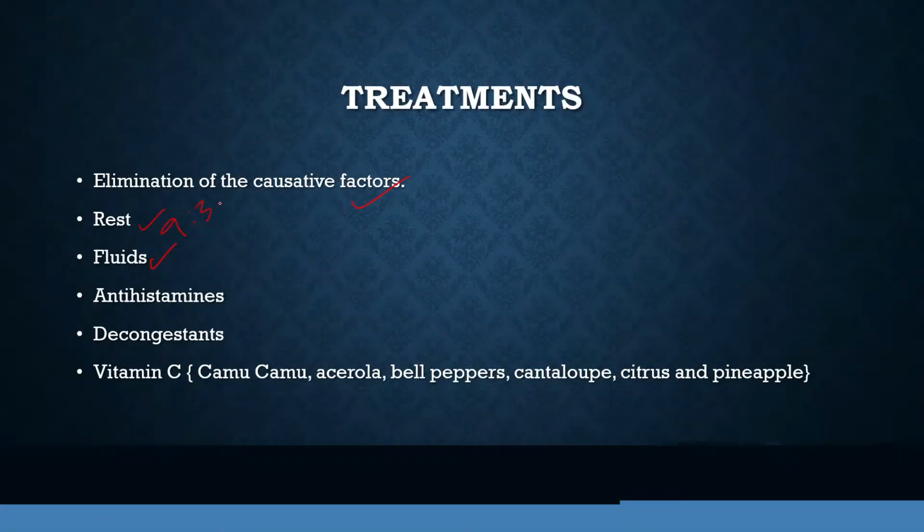Eucalyptus essential oil, you can use 2 to 5 drops. When you have the eucalyptus essential oil, you don't really need the eucalyptus itself.